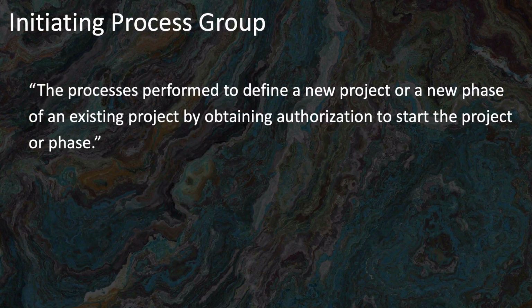The Project Management Institute defines the initiating process group as the processes performed to define a new project or a new phase of an existing project by obtaining authorization to start the project or phase. Key points to notice here are, firstly, a new project or a new phase of an existing project. This is because projects may be divided into phases, and each phase will include all 5 process groups, starting with initiating processes and ending with closing processes. The second key point is that authorization to proceed with a project or phase is part of the initiating process group.